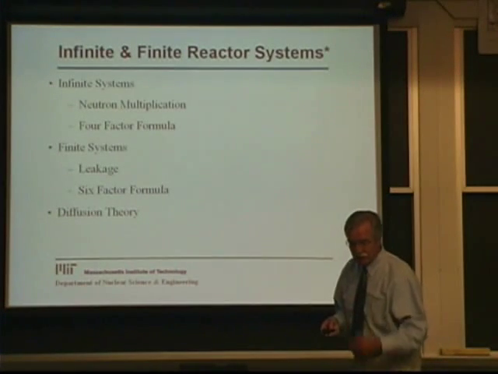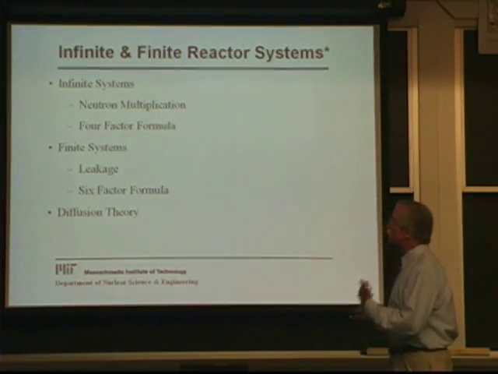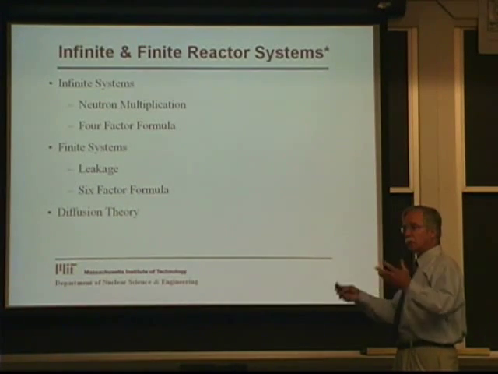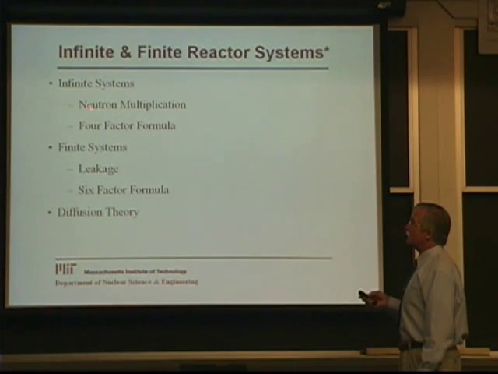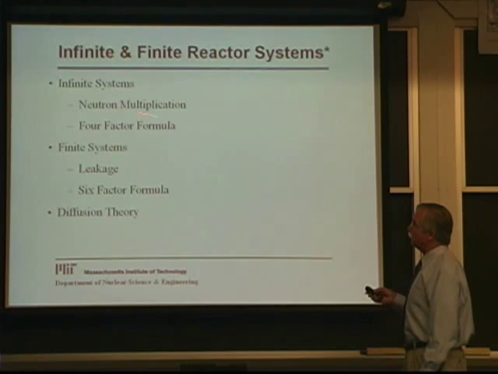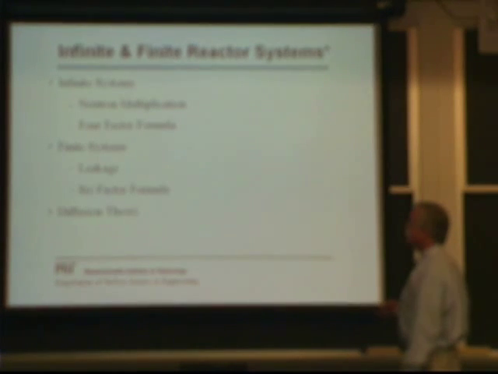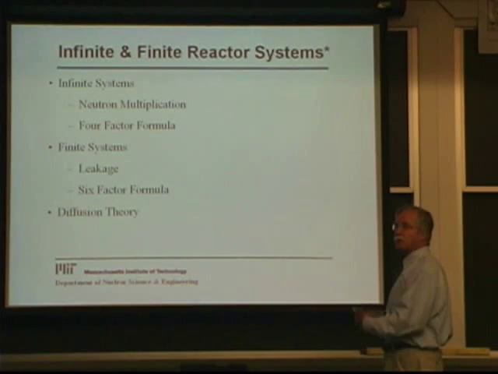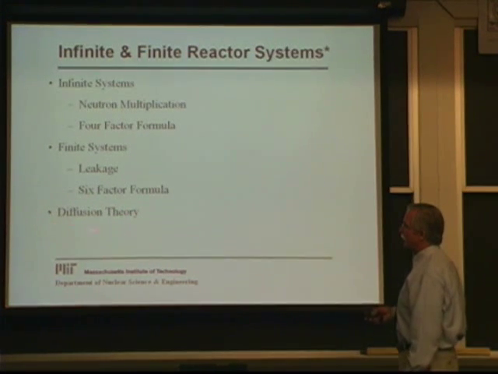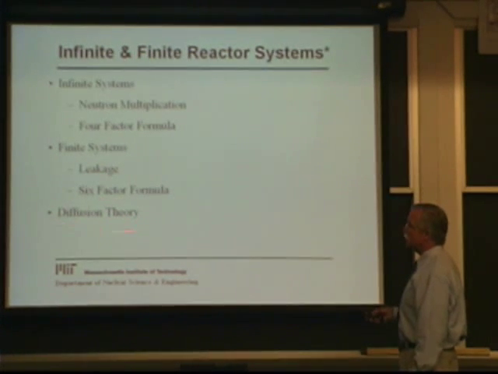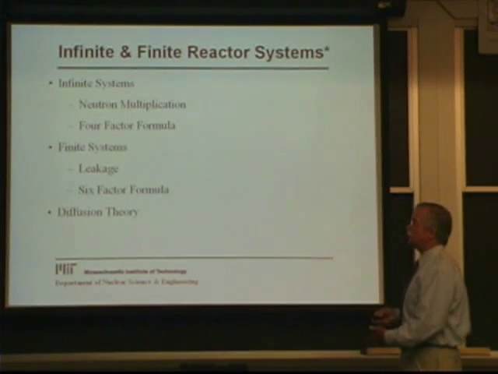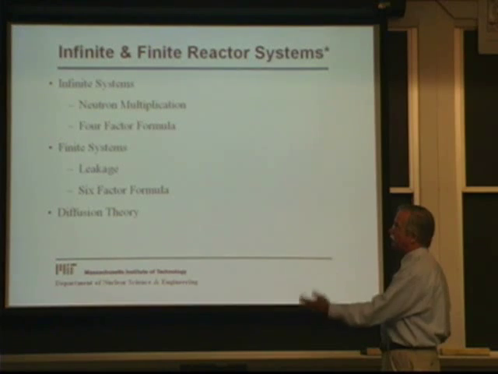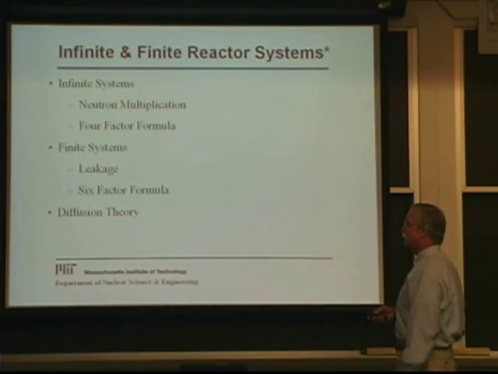Now, when we think about trying to calculate the criticality of a reactor, there are infinite systems, which means the design of the core is infinite, which does not take into account leakage. And there's a simple four-factor formula that we use to essentially compare infinite systems or infinite cores. We also have finite systems which consider leakage and various leakage opportunities for fast neutrons and thermal neutrons. And the way we capture all of this is through what we call diffusion theory, which is a simplified notion of how the rate of production, rate of capture and absorption, and loss and leakage is handled.